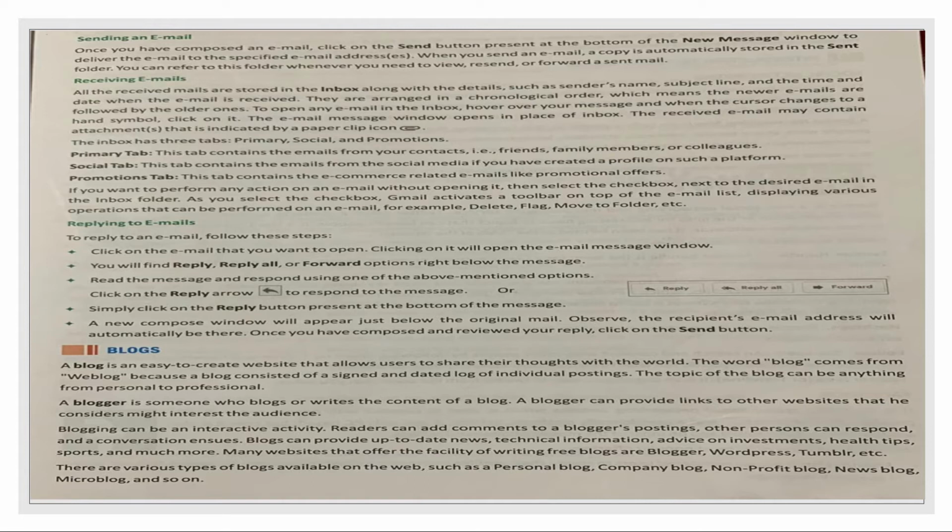So how could you receive? All the received mails are stored in the inbox along with details such as sender name, subject line, time, date, everything. The inbox actually has three tabs: primary, social, and promotions. The primary tab contains emails from your contacts like friends, family members, colleagues, your office, etc. The social tab contains emails from social media platforms such as Facebook and Twitter where you have created a profile. And the promotions tab contains e-commerce related emails and promotional offers.